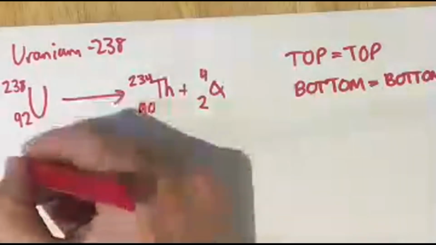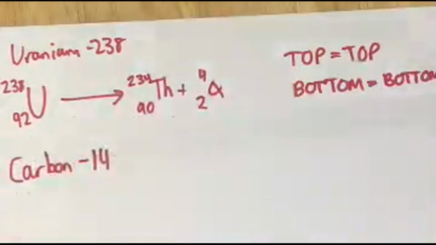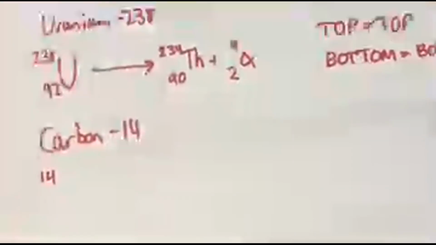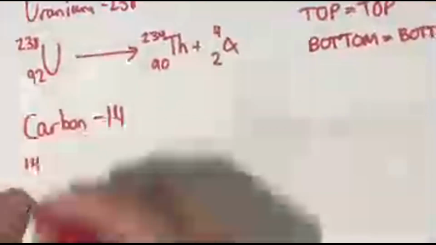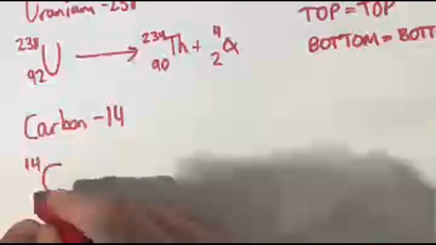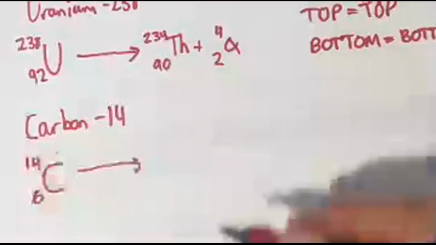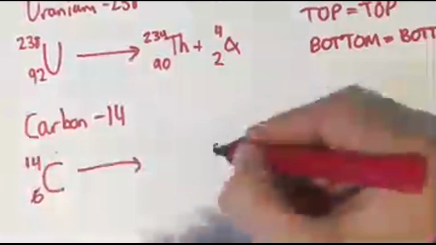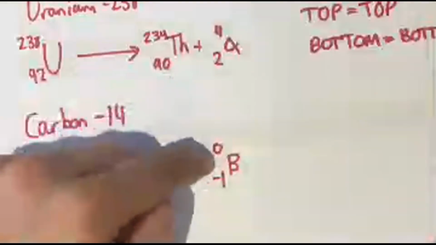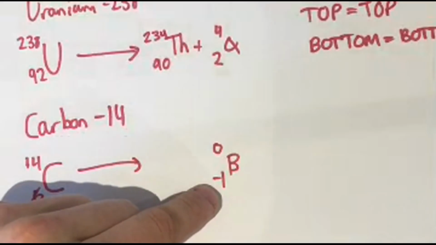If I take beta decay, a good example of something which undergoes beta decay is carbon-14. You don't need to remember these, I'm just doing them for the equation. Carbon-14 has a mass number of 14. Carbon is C, and it has 6 protons, and this undergoes beta decay. A beta particle has this symbol: it's got a mass number of 0 and an atomic number of -1.